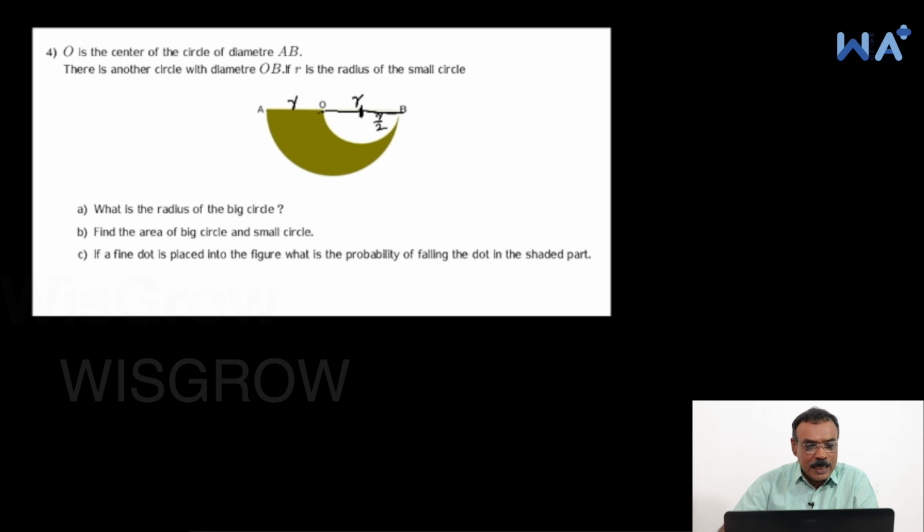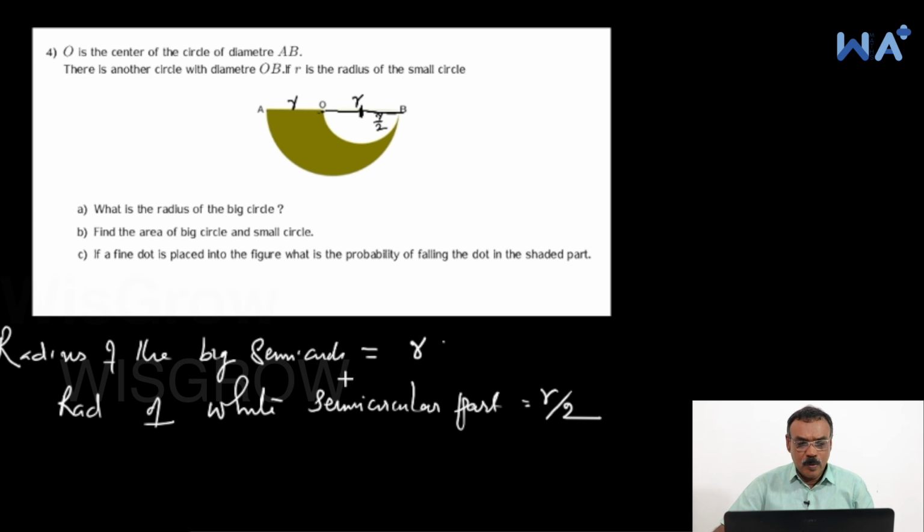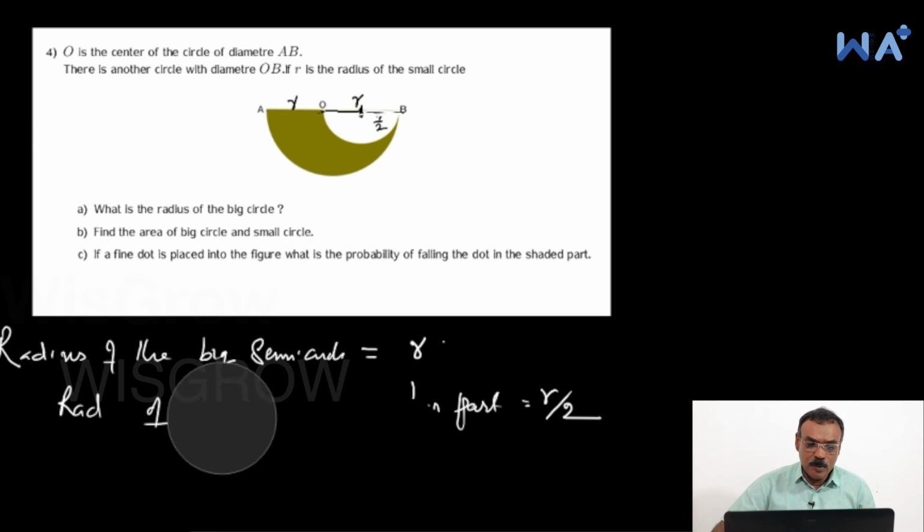അപ്പോൾ നമുക്ക് പറയാം, radius of the big semicircle, that is r. Radius of white semicircular part, that is r/2. അങ്ങനെയൊക്കെ നമുക്ക് എടുക്കാം. ഓക്കെ, സ്മോൾ പാർട്ടിൻ്റെ റേഡിയസ് r ആയിട്ടാണ് ഇവിടെ ക്വസ്റ്റ്യനിൽ പറയുന്നത്. അപ്പോൾ അങ്ങനെയാണെങ്കിൽ നമുക്കൊന്ന് മാറ്റി എഴുതാം.